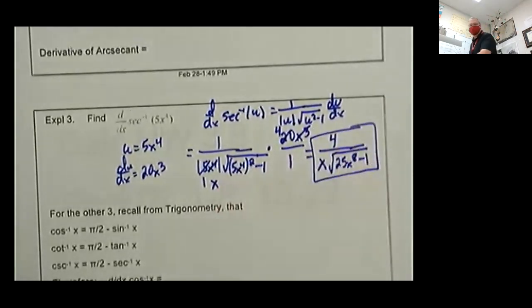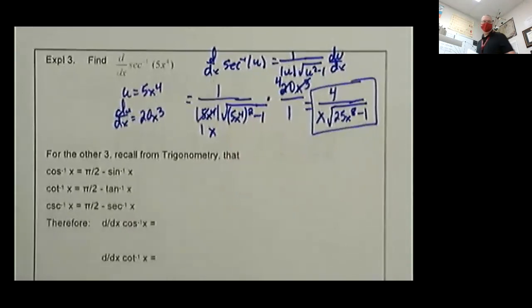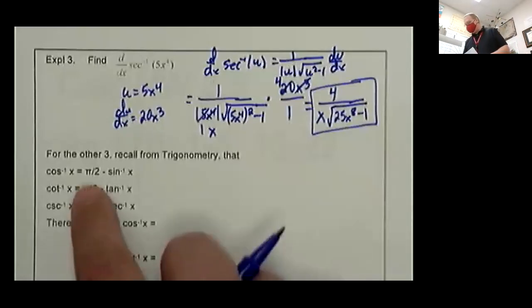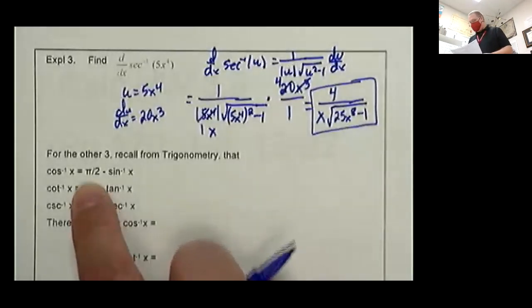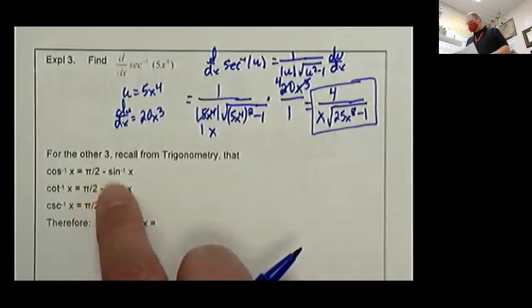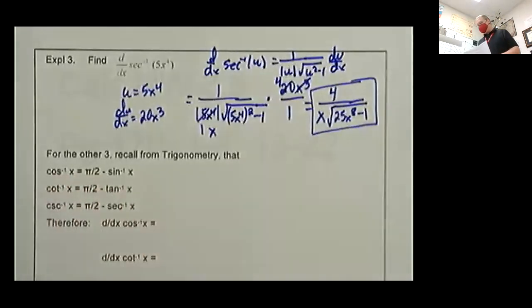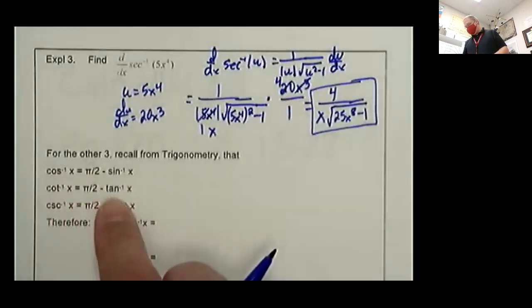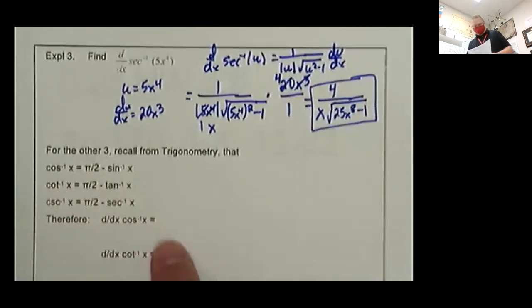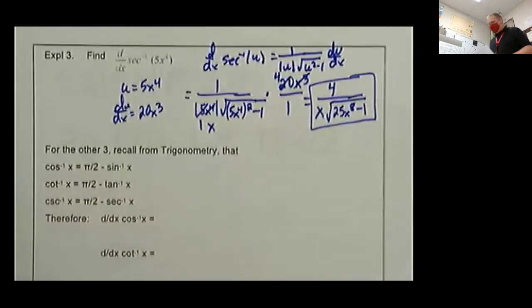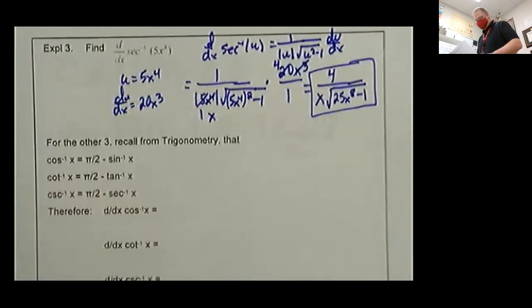For the other three, arc cosecant, arc cotangent, and arc cosecant, recall from trig that cosine inverse of x is equal to pi halves minus sine inverse of x, right? These are co-functions. Cotangent is equal to 90 minus tangent inverse. Cosecant inverse is equal to 90 minus secant inverse. Therefore, because they're opposites, their derivatives are just the opposite.